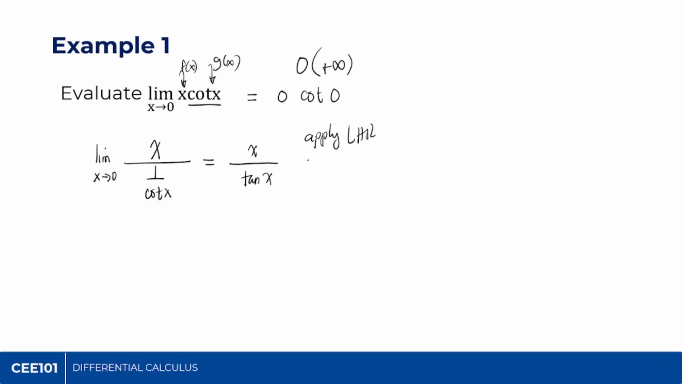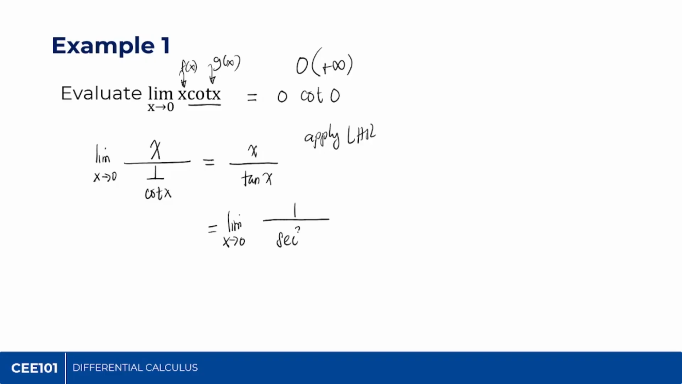Okay, applying L'Hopital's rule, LHR. So, we have here limit as x approaches to 0. So, yung derivative ng x is equivalent sa ano? 1, di ba? 1. Okay, how about the derivative ng tangent of x? The derivative of tan x is equivalent sa ano?